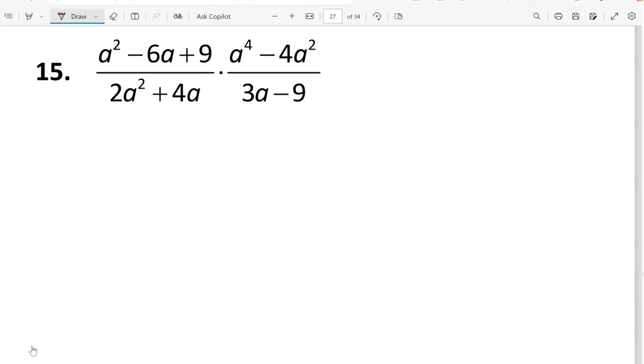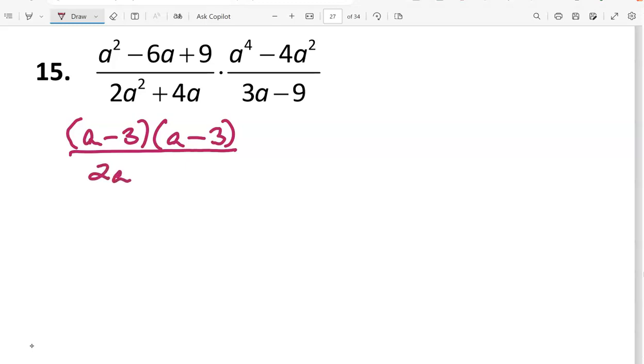In 15, we have a multiplication of two fractions, and when we multiply, we just multiply, but we want to cancel common factors first. So the numerator of the first fraction factors to a minus 3 times a minus 3, or a minus 3 squared if you want to write it that way. And then the denominator, we can factor out a common factor of 2a, and that leaves us with 2a times a plus 2.